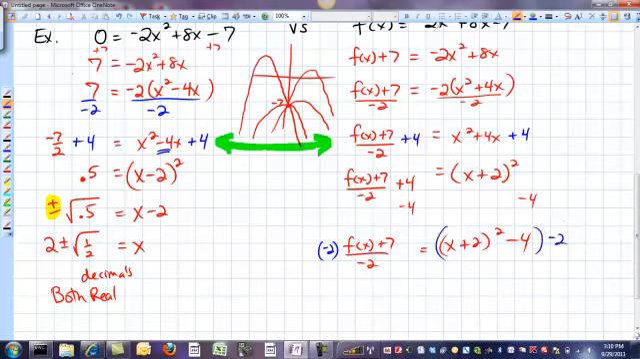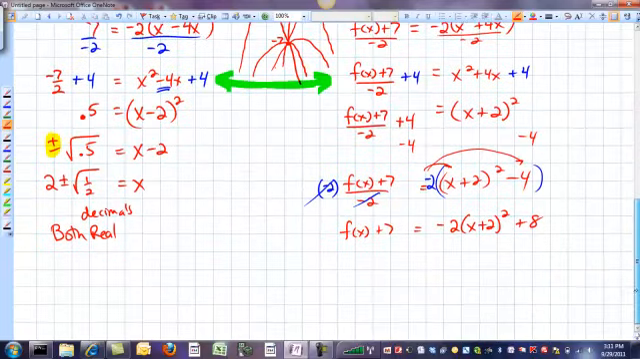Do you care if I put it over in the front side? I'm used to seeing the numbers in the front. I think you are too. So I'm going to put it there instead. Well, these guys are going to cancel. I'm going to be left with f of x plus 7 equals a negative 2 times x plus 2 squared. I'm going to go ahead and put that all the way in, plus 8.